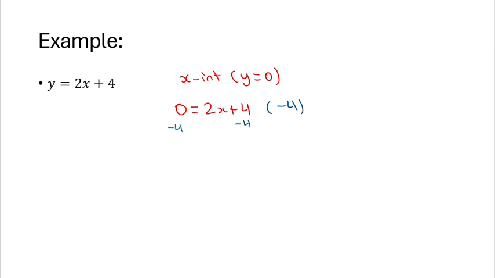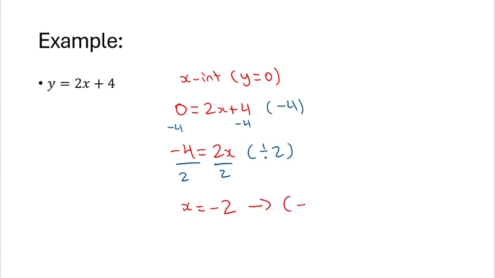Minus 4, 0 minus 4. So I get negative 4 equals 2x. And then finally, you divide both sides by 2 because remember, we're solving for x, so get rid of everything. Negative 4 divided by 2 is negative 2, and then you just end up with that, okay? But I like to write it the other way around. So x equals negative 2.